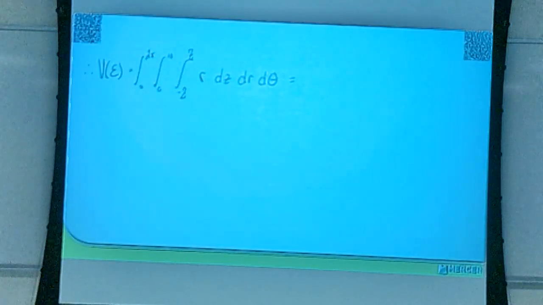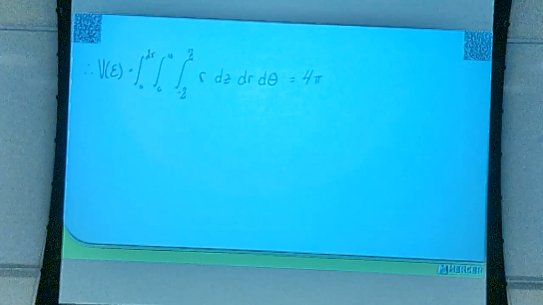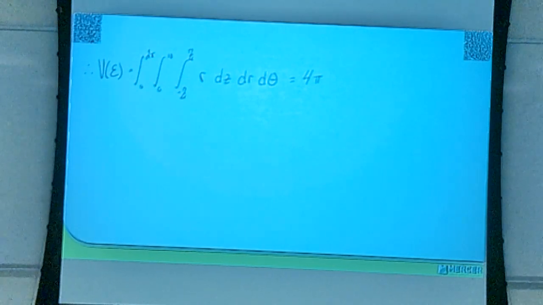There's no theta, so integrating with respect to theta will give 2 pi. Integrating with respect to z will give 2 times big Z, so I can just write this. But big Z is a function of R, so now I'm going to replace it.